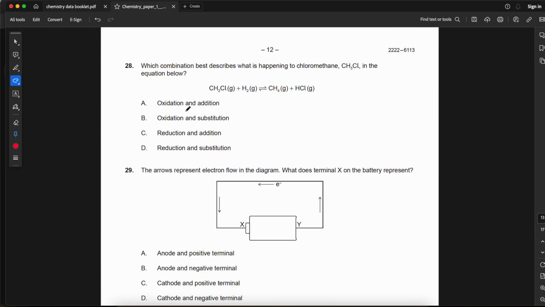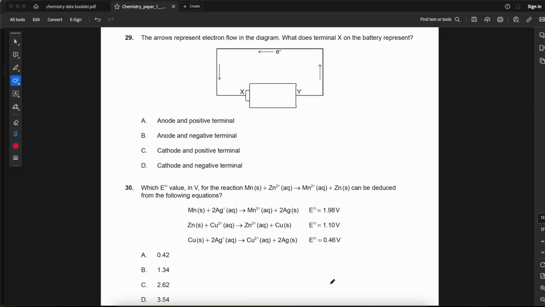Which combination best describes what is happening to chloromethane, CH3Cl, in the equation below? The reaction replaces the chlorine atom in chloromethane with a hydrogen atom. So it's a substitution. The number of hydrogen atoms increases while the chlorine atom decreases in the product, so it is a reduction. Therefore, the answer is D.